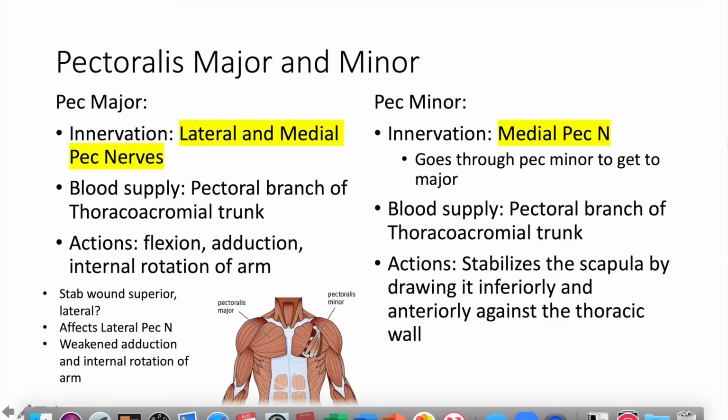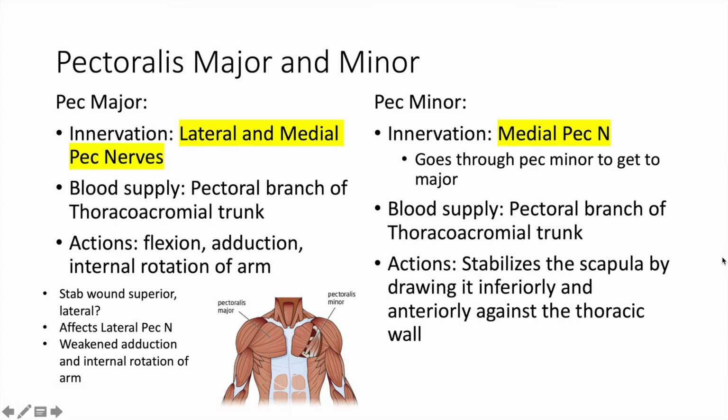Okay, so we've got pectoralis major and minor. And our pec major actually goes over our pec minor. So usually I said it's minor over major, but in this case it's different. Our pec major is a really big muscle and it's innervated by two nerves, lateral and medial pec nerves. Our pec minor is innervated by our medial pectoral nerve.